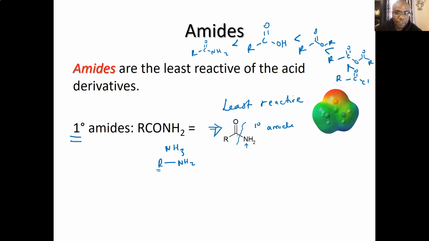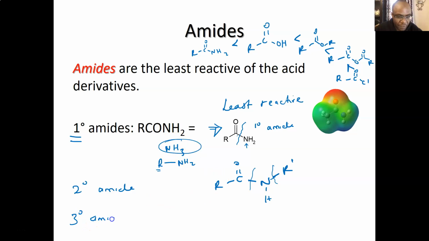No. So let me show you how a secondary amide will look. A secondary amide will have an R group. This time one of the hydrogens is replaced by another R group. That's secondary because again the nitrogen is substituted twice. Two hydrogens are missing compared to ammonia. And then there is a tertiary amide, where there are no hydrogens on the nitrogen. So this time you have the nitrogen completely substituted. There's no hydrogen. So that's a tertiary amide.